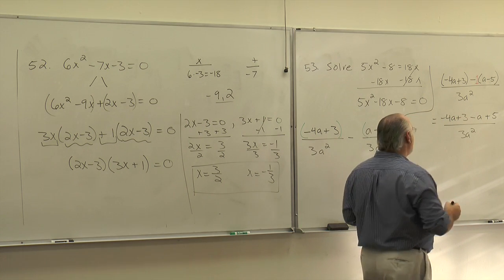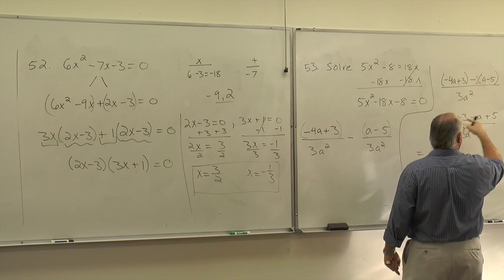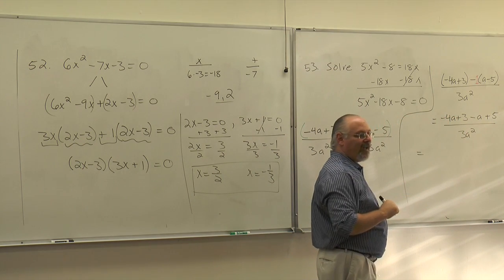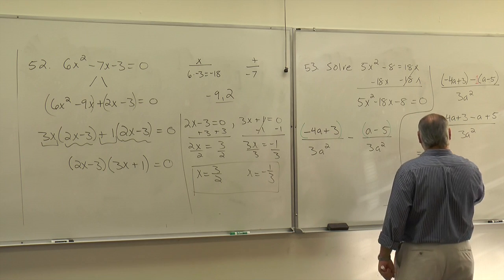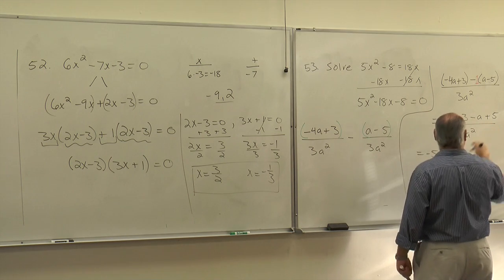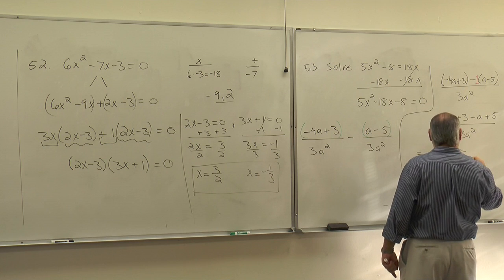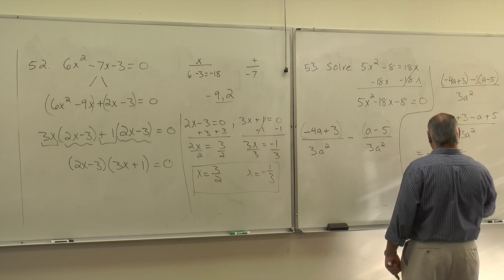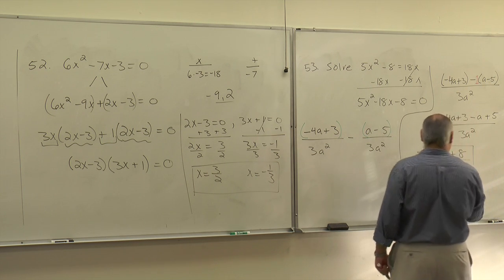Now we can combine like terms. Negative 4a minus a is negative 5a. And 3 plus 5 is 8. All over 3a squared.